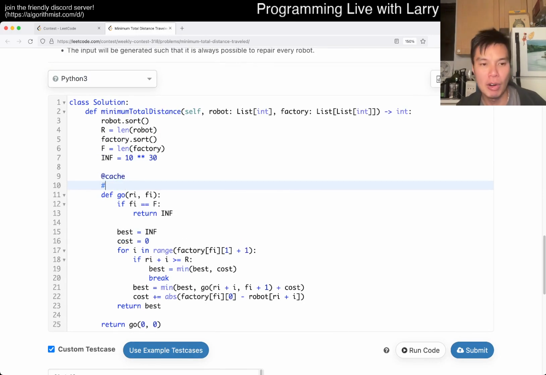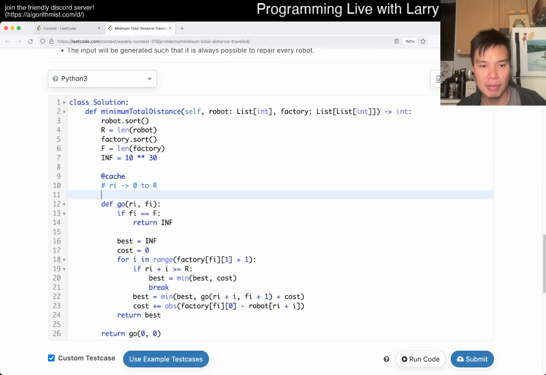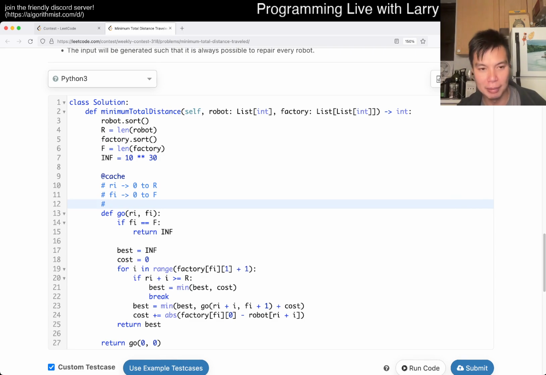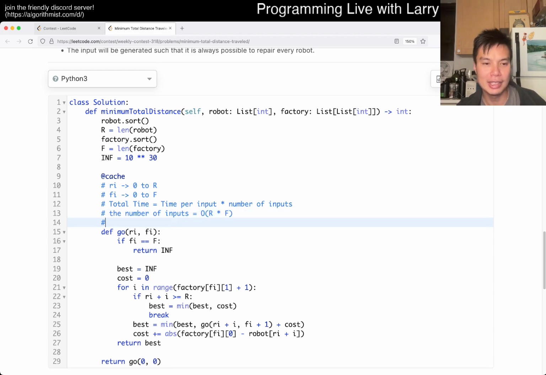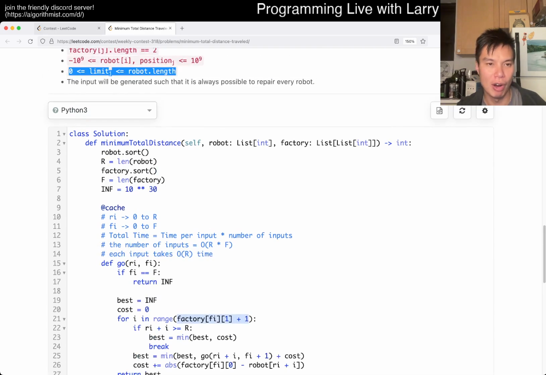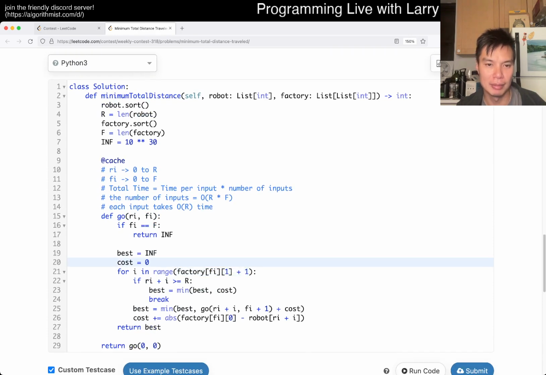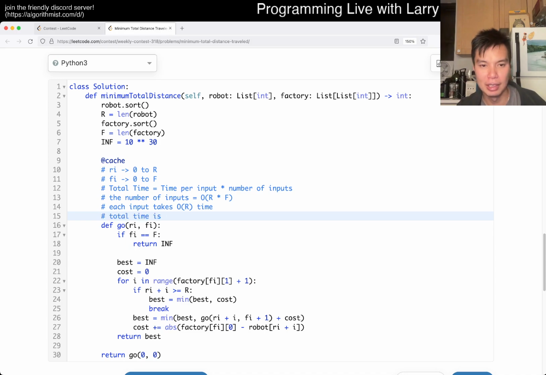So what is the complexity, right? Well, Ri can go from 0 to R, Fi can go from 0 to F. So the total time is time per input times number of inputs. The number of inputs is O of R times F, right? And each input takes O of R time, because this factory limited thing can at most be O of R. So the total time is going to be O of R squared times F.